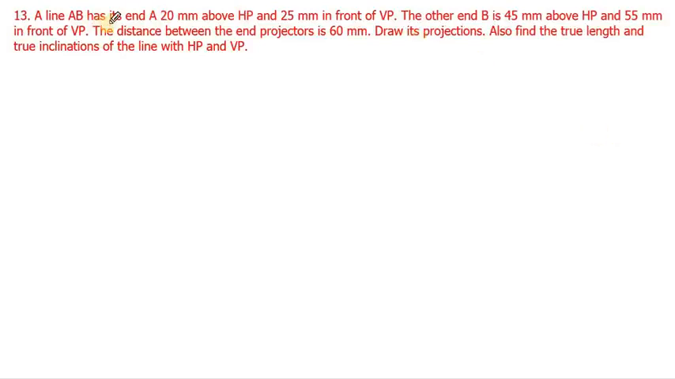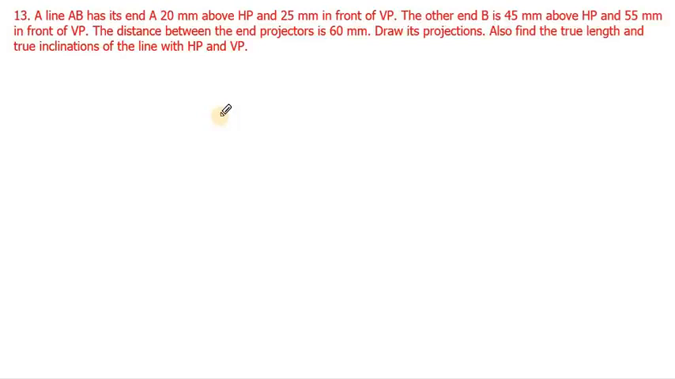A line AB has its end A 20 mm above HP and 25 mm in front of VP. The other end B is 45 mm above HP and 55 mm in front of VP. The distance between the end projectors is 60 mm. Draw its projections. Also find the true length and true inclination of the line with HP and VP. So this is the question we are going to see.